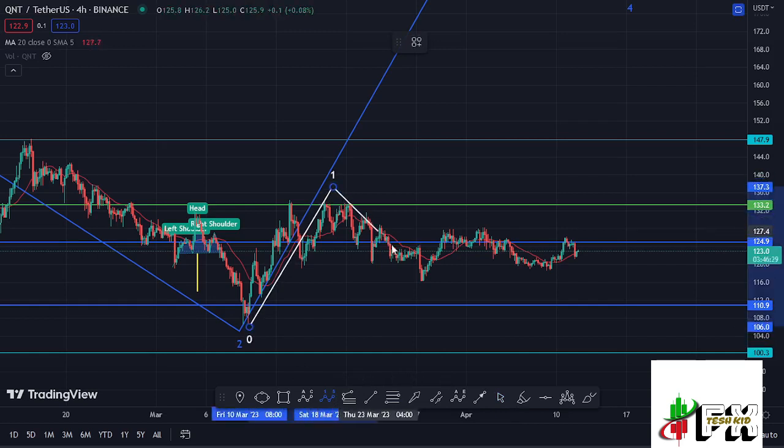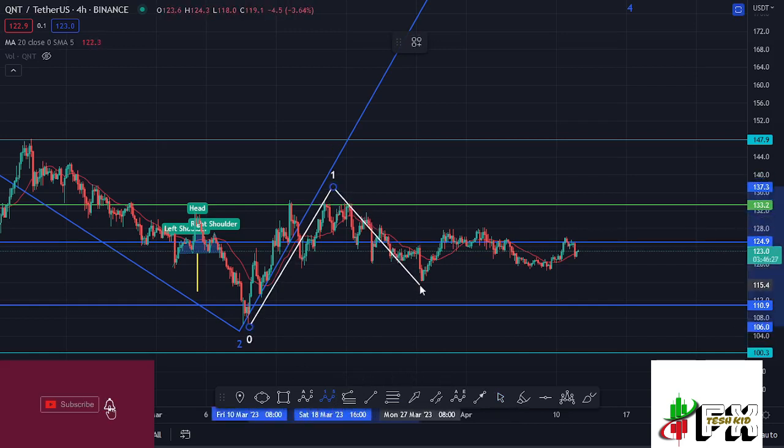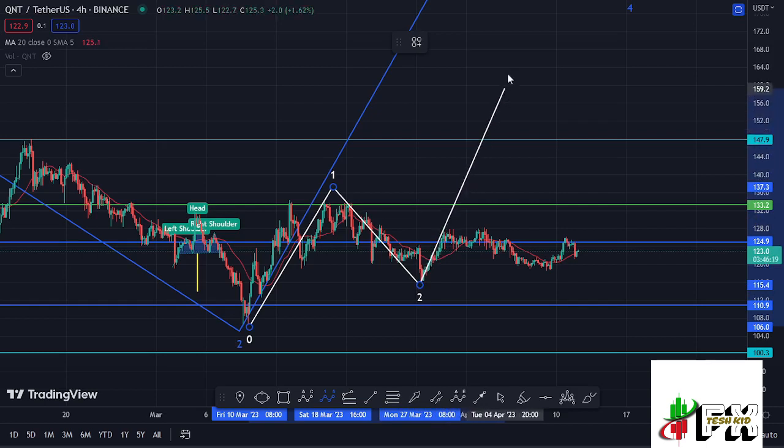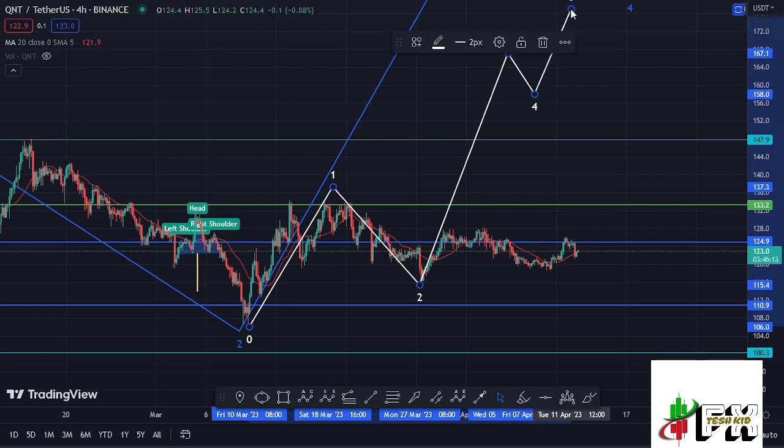We have also seen a corrective structure in the formation of this wave 2, and I now believe that whatever we are seeing at the moment is the start of an impulsive wave in the formation of that wave 3 before we can expect a wave 4. Then continue gearing up in the formation of that wave 5 to the upside.